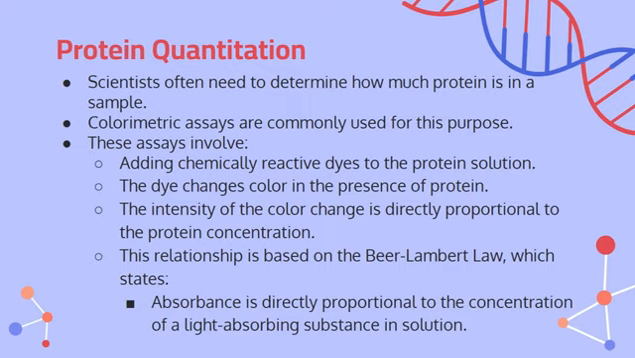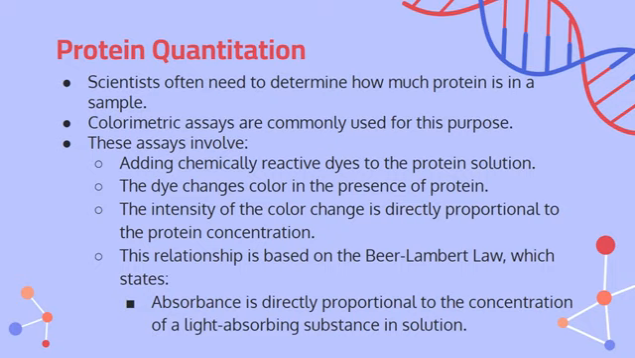So, protein quantification. Scientists often need to determine how much protein is in a sample. We can use a colorimetric assay for this purpose. These assays involve adding a chemical reactive dye to a protein solution. The dyes change colors in the presence of a protein. The intensity of the color change is directly proportional to the protein concentration.